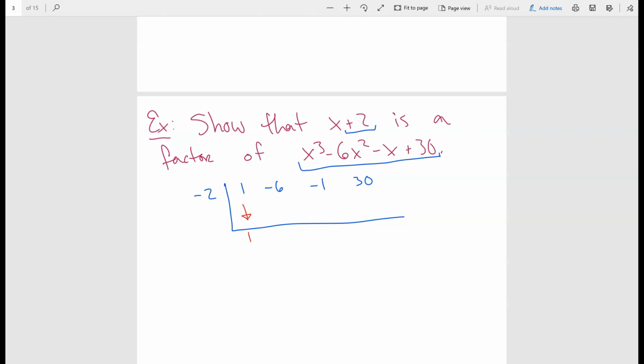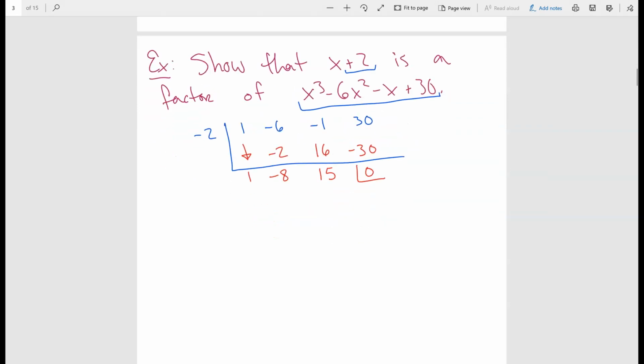We're going to multiply this out, so you're going to get negative 2. This is going to give me negative 8. And this gives me a positive 16. And this is going to give me a 15. This is going to give me negative 30. And we get a 0. Okay? So, because we got a remainder of 0, what we say is that x plus 2 is a factor of x cubed minus 6x squared minus x plus 30 because r is equal to 0.